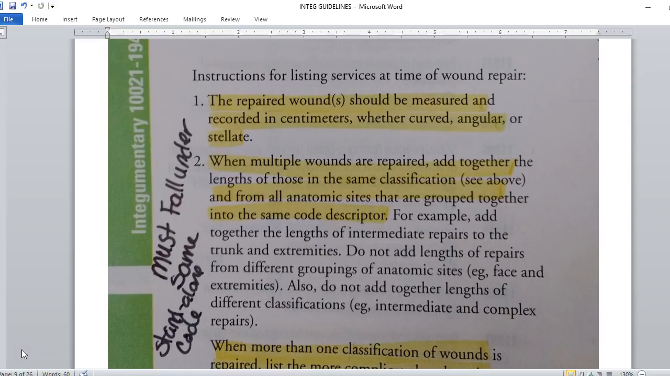Then what we need to know is, again, so that's how long. We also need to know where on the body it is, okay, what anatomic site it's on, and what's the complexity, okay? So again, we need to know, is it simple, intermediate, or complex? So if we have 2 totally different wounds, and they're both in different classifications, so the classifications are the simple, intermediate, and complex, we just code those completely separately, okay? And I'll talk about modifiers in a minute. But when there are multiple wounds that are repaired, we're going to add together the lengths of those in the same classification and from all anatomic sites that are grouped together in the same code descriptor. So that's where this notation comes up.